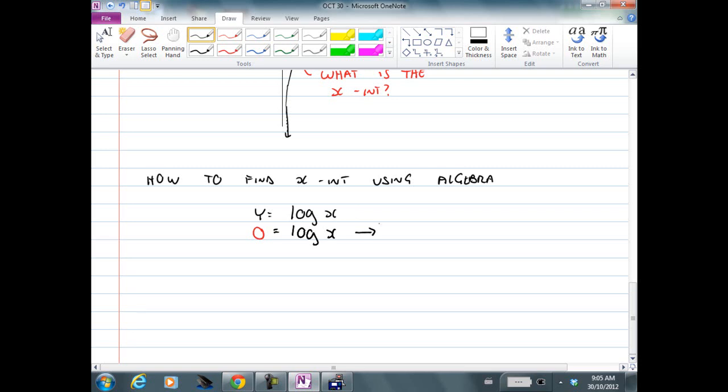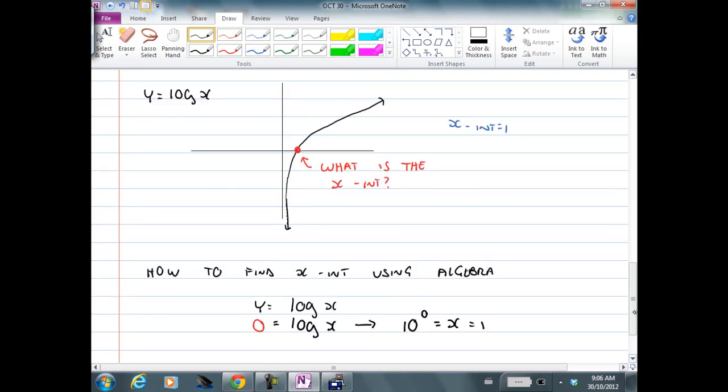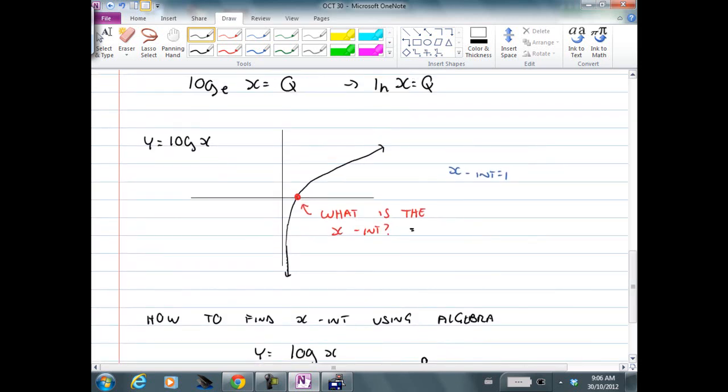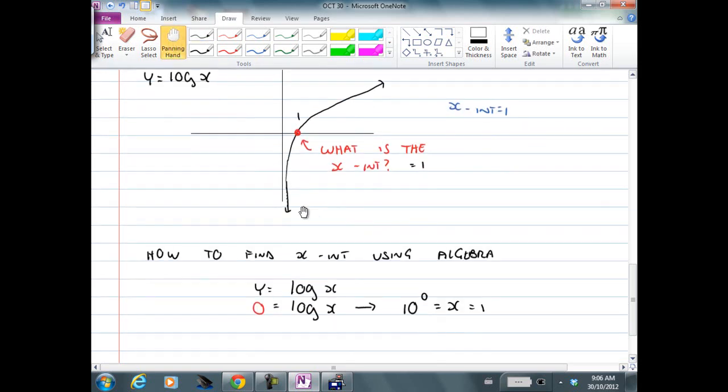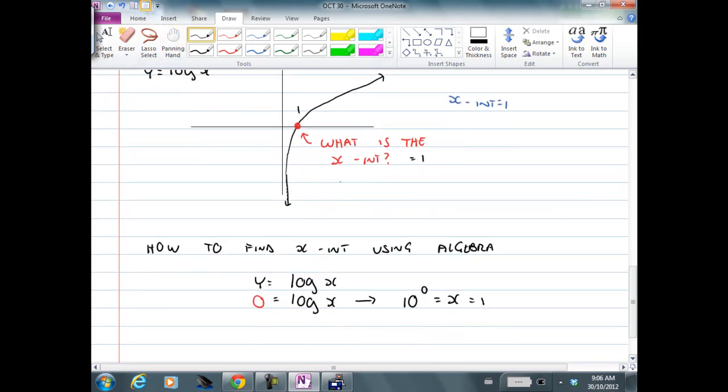So convert this to exponential form. Now some of you say, Mr., no, there's no base. There is a hidden base. Tejbir, what's the hidden base? 10. So we're going to write down 10 to the power of 0 equals x. See how easy that was? If you can't work with logs, work with exponents. If you can't work with exponents, work with logs. x equals 1. And that's the exact reason why it equals 1. So my answer, that's 1 right there. There's no y-intercept for now.